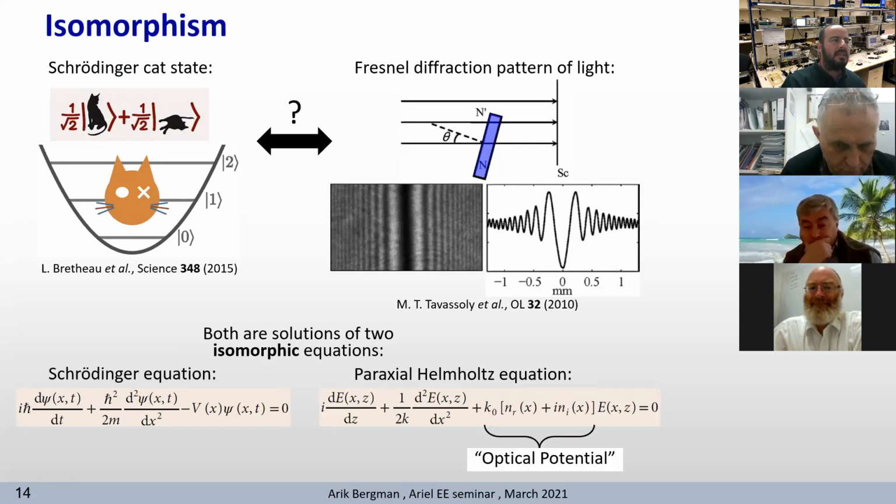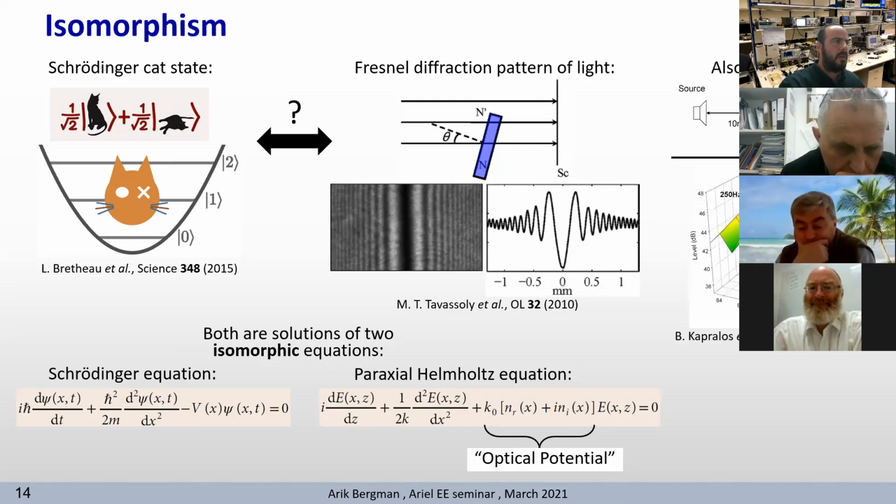What this implies is that the propagation of light in space is governed by the same equation as the evolution of the wave function of a quantum particle in time, subject to the approximations of the model. Here we identified that the refractive index plays the role of an effective potential in the optical wave equation. A similar analogy can be observed in acoustic diffraction as well.